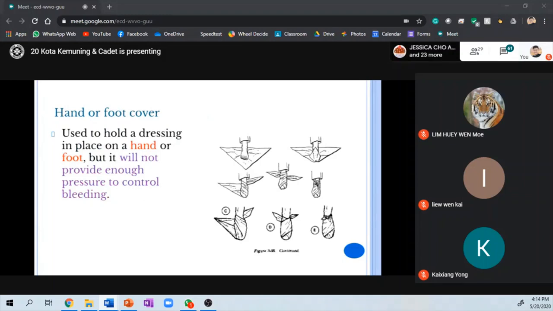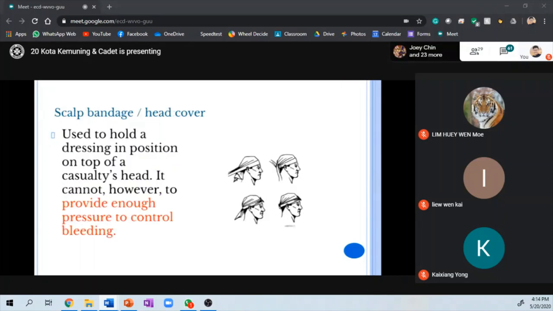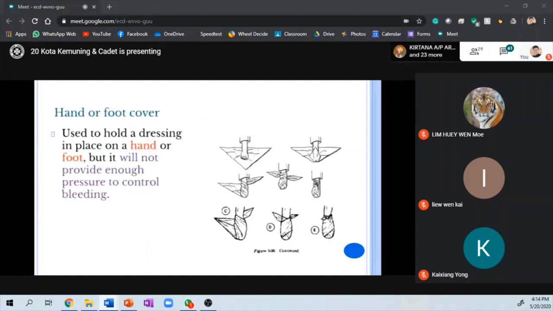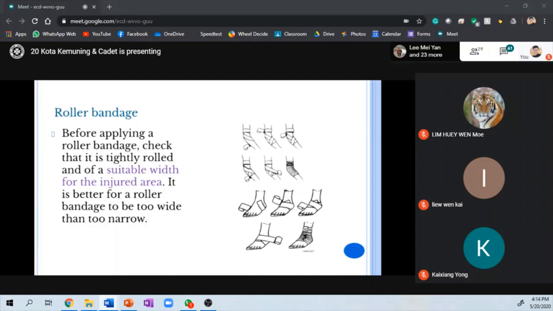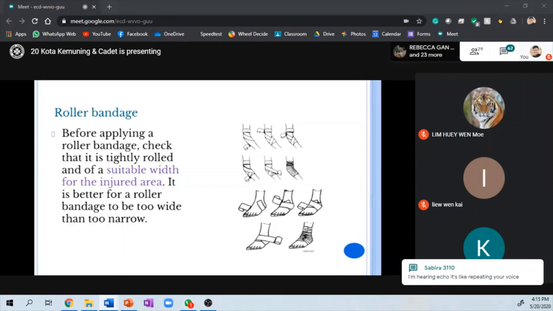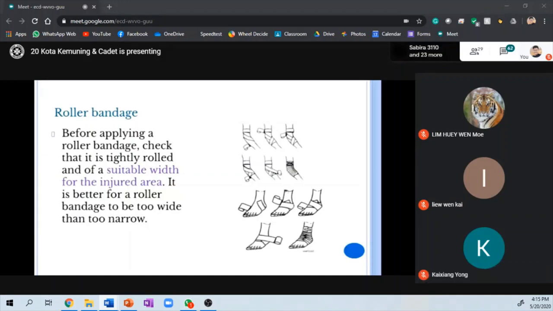And then this is for hand and foot cover, like what is shown in the image. It is also to hold the dressing for the hand and the leg only. And it will not provide pressure. It is different from the head one, because the head one can control bleeding, but here the pressure is not enough to control. Okay, next is the roller bandage. You need to check that the roller bandage is tight enough on the injured area. And for the roller bandage, the area that you roll is better to be wider than narrow.